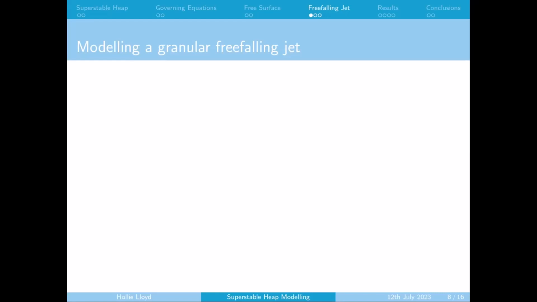It's not a free falling jet, but it can produce some sort of jet. So it can just be used as a mechanism to deliver material to our heap. So this is what we decided to try and do. To say that at no point are we saying that this is analogous to any sort of physical free-falling jet. We're not trying to actually model a free-falling jet here. We're just using it as a numerical technique to deliver material to the region that we want.